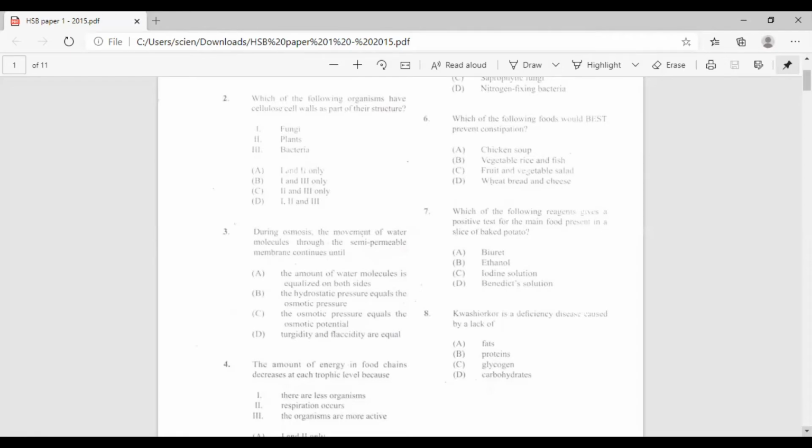Question 8: kwashiorkor is a deficiency disease caused by a lack of A, fat, B, protein, C, glycogen, D, carbohydrate. The answer is B, protein.